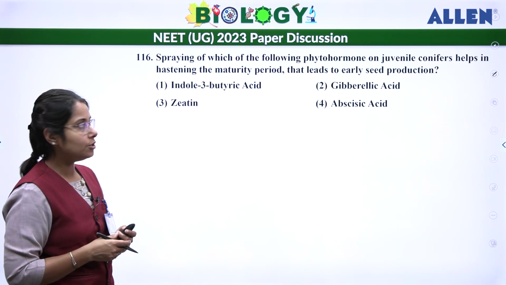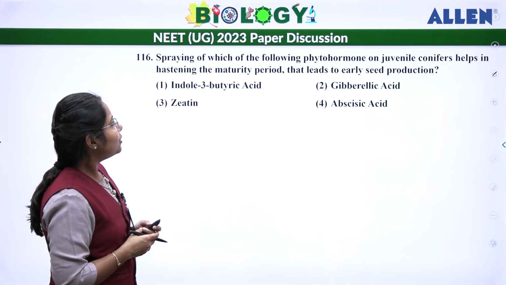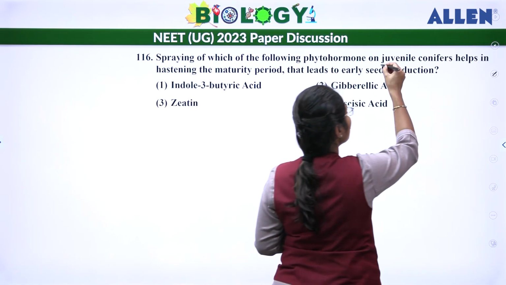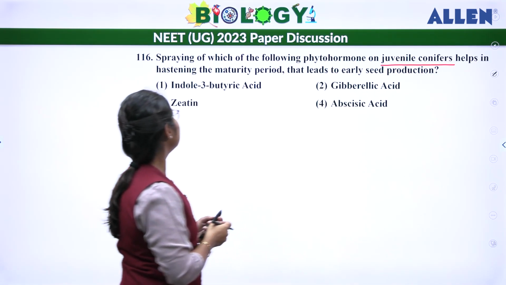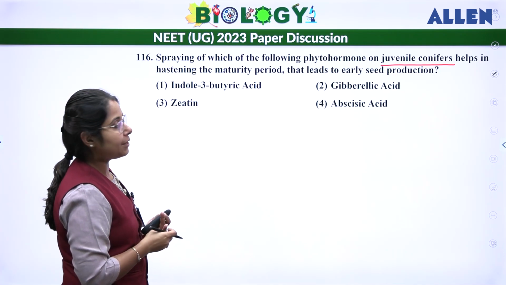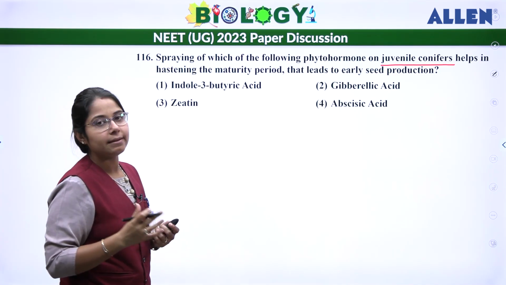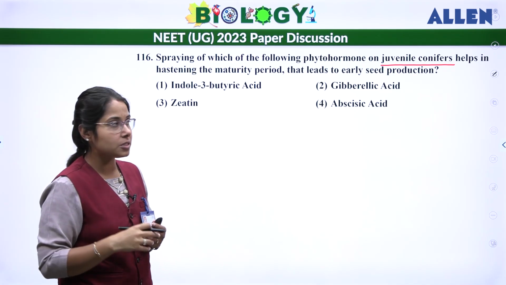Let's move to the next question. Spraying of which of the following phytohormone on juvenile conifers help in hastening the maturity period? So it fastens the maturity period that leads to early seed development. So the development of the seed will be faster.